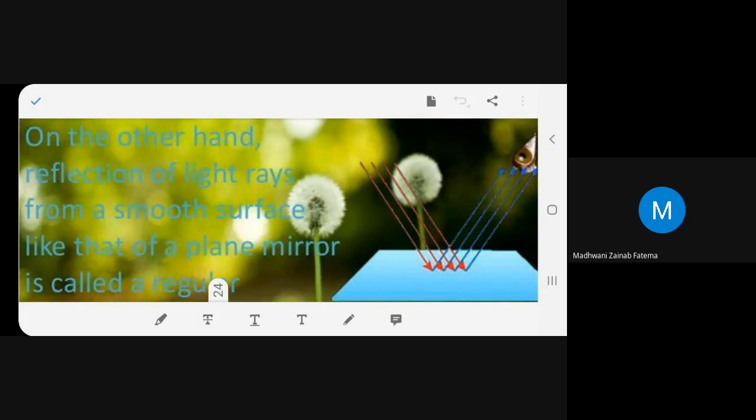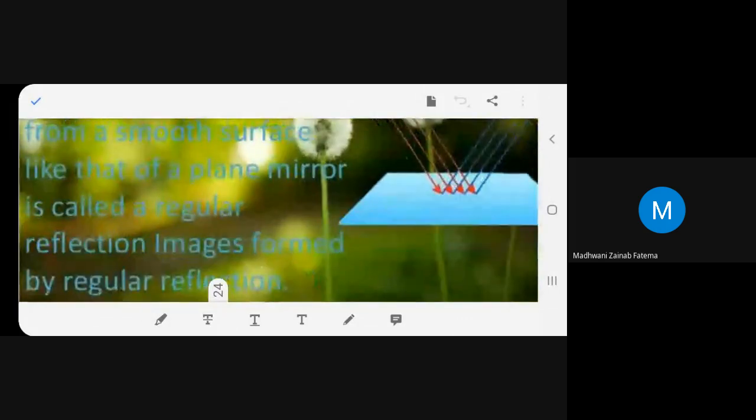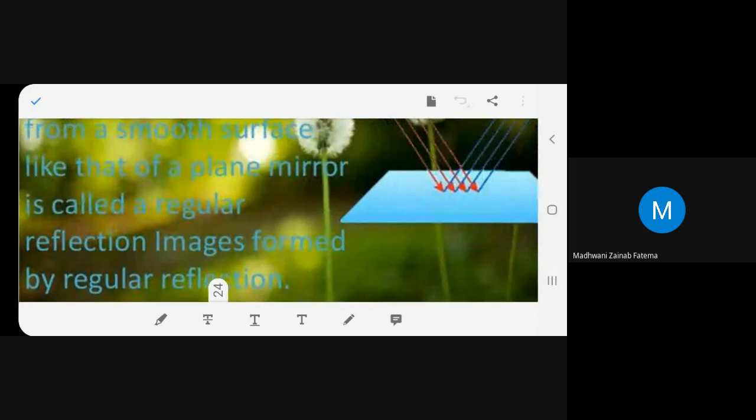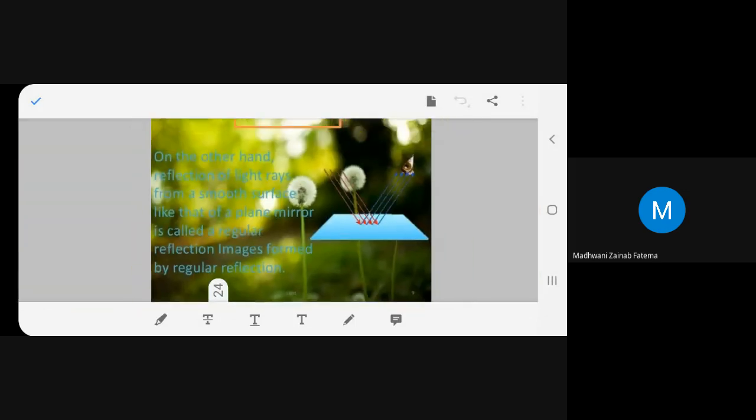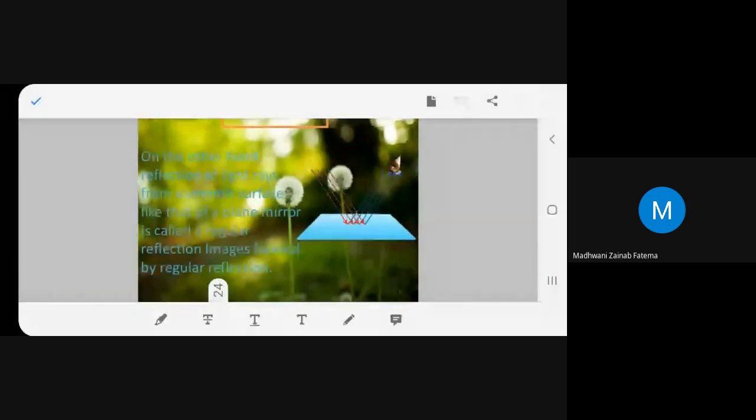On the other hand, reflection of light rays from a smooth surface like that of a plane mirror is called regular reflection. Images formed by regular reflection. This is what they are showing. See.